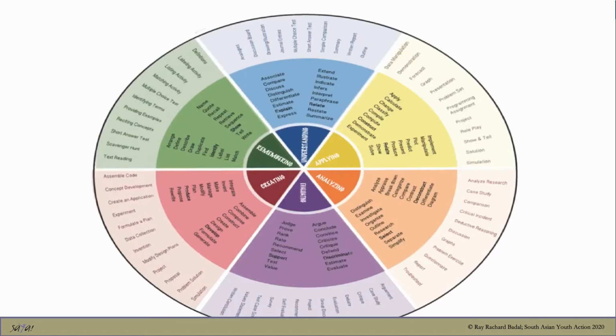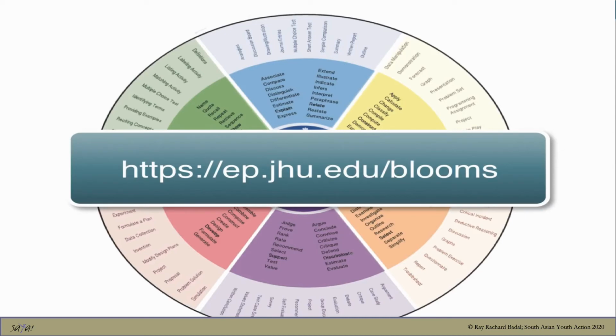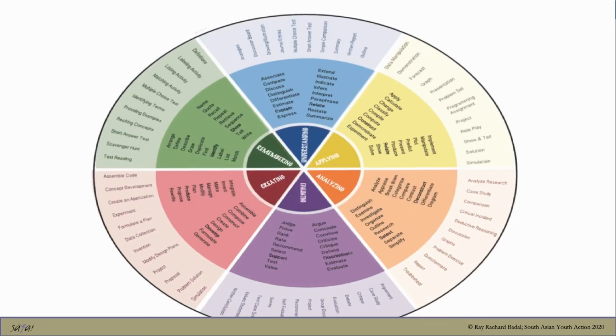So, let's take a look at the Bloom's Wheel. I'll note that this helpful tool is available to you online. Simply point your browser to ep.jhu.edu/blooms, and you'll be able to download a PDF of this tool. Okay, back to the wheel.